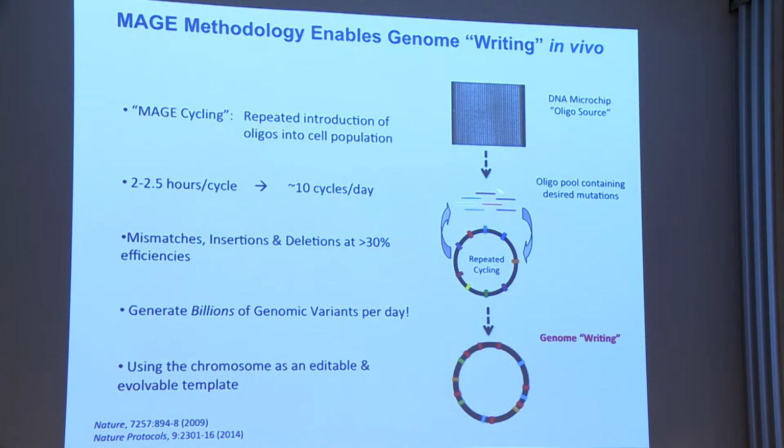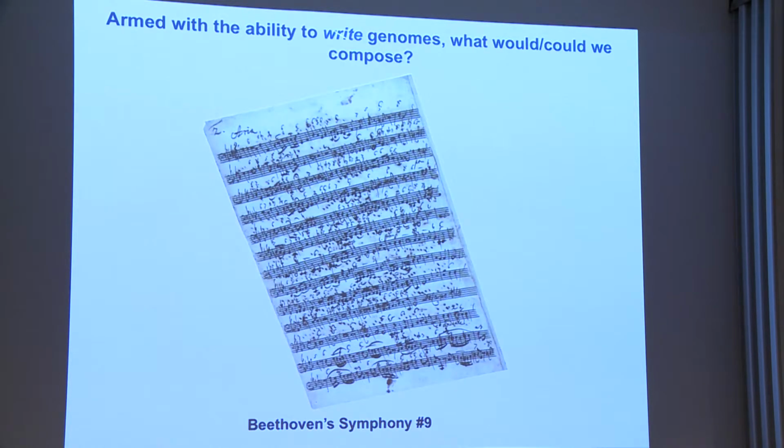And depending on the way you design the experiment and the size of your oligo population as well as your cell population, we've shown you could basically generate billions of genomic variants per day, really using the chromosome as that editable template for engineering and evolution. So now armed with the ability to write genomes, what would or could we compose if you were inspired by, let's say, Beethoven's Symphony No.